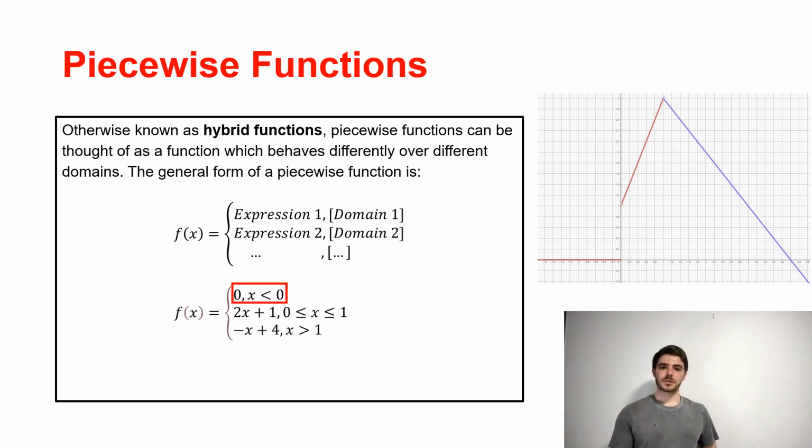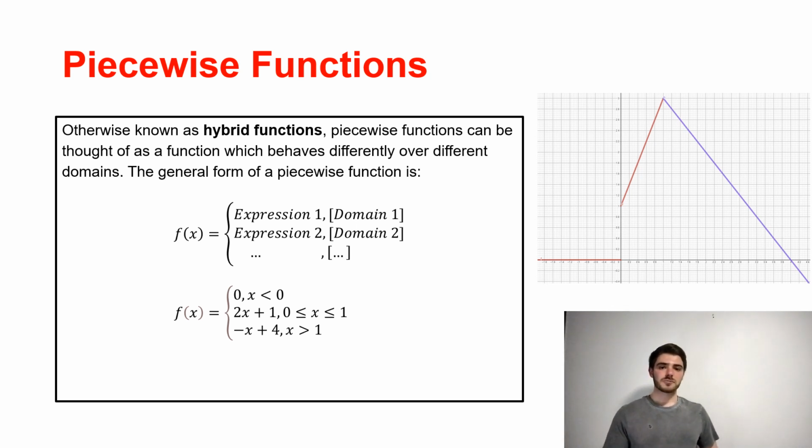Its value is 0 for all x values less than 0. It then has the rule 2x plus 1 over the domain 0 to 1. From then on, it has the rule negative x plus 4 for all x values greater than 1. The domains of a piecewise function are not allowed to overlap. Notice the specific use of inequality signs. The horizontal dash under the inequality sign tells you if the value is included or excluded from the interval. In this case, the values 0 and 1 belong to the domain of the second expression.